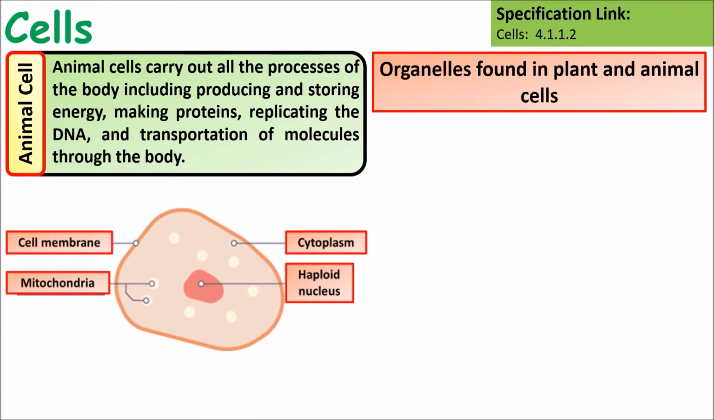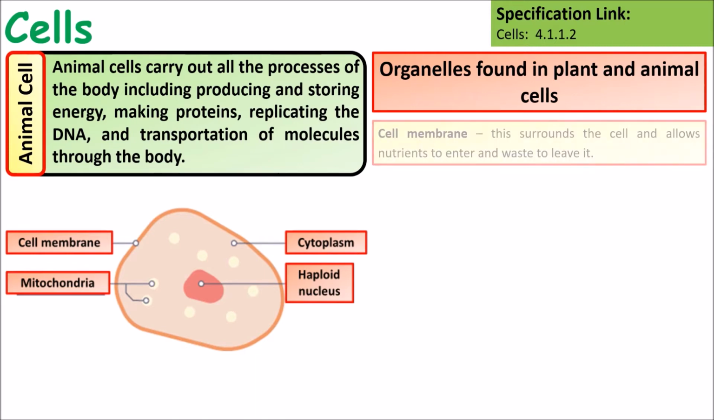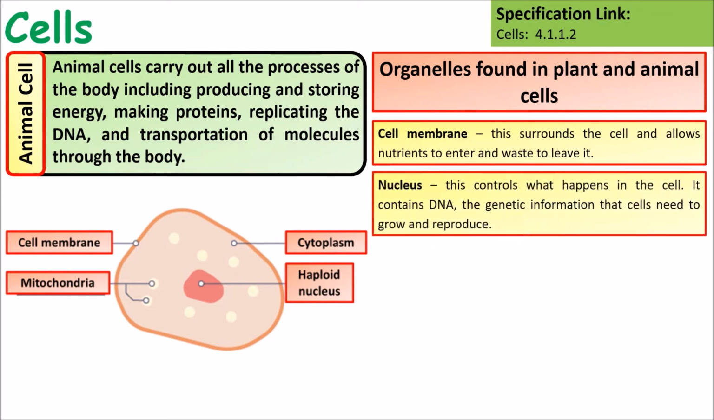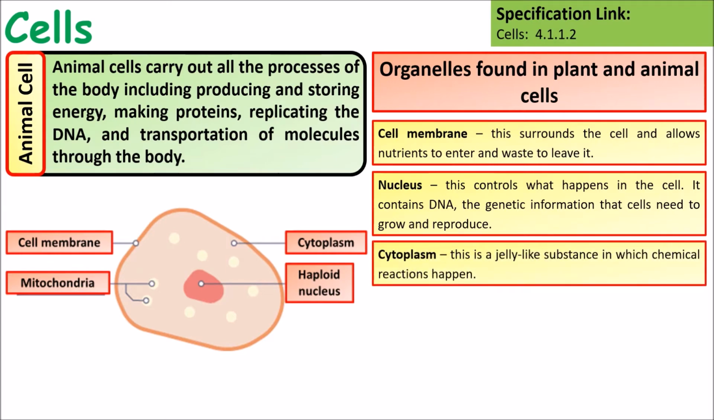Animal cells carry out processes in the body, including producing and storing energy in terms of fat, making proteins, replicating DNA, and transporting molecules throughout the body. Some of the organelles that you find in both plant and animal cells are the cell membrane, which surrounds the cell and controls what enters and leaves the cell. A nucleus controls cell activity and contains the DNA. Cytoplasm is a jelly-like substance where chemical reactions take place.